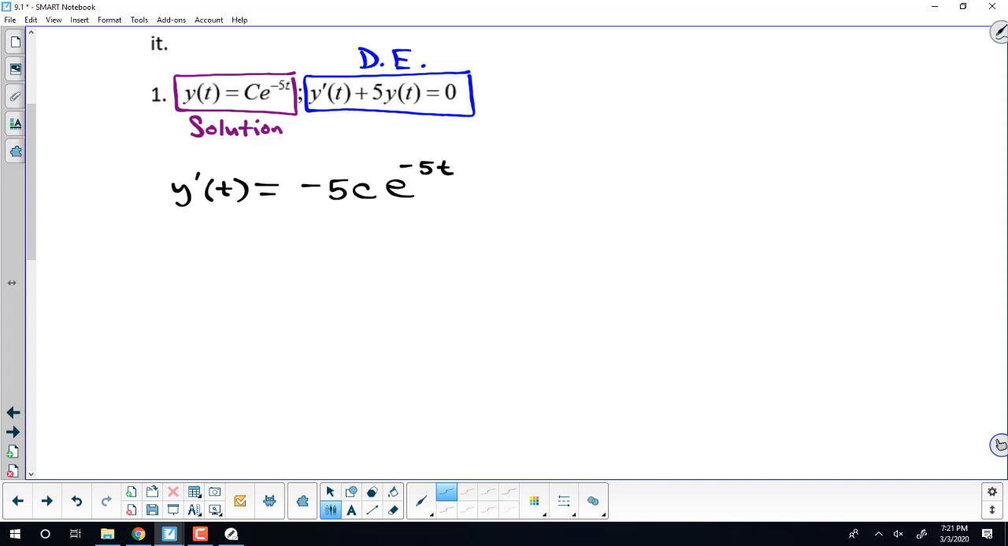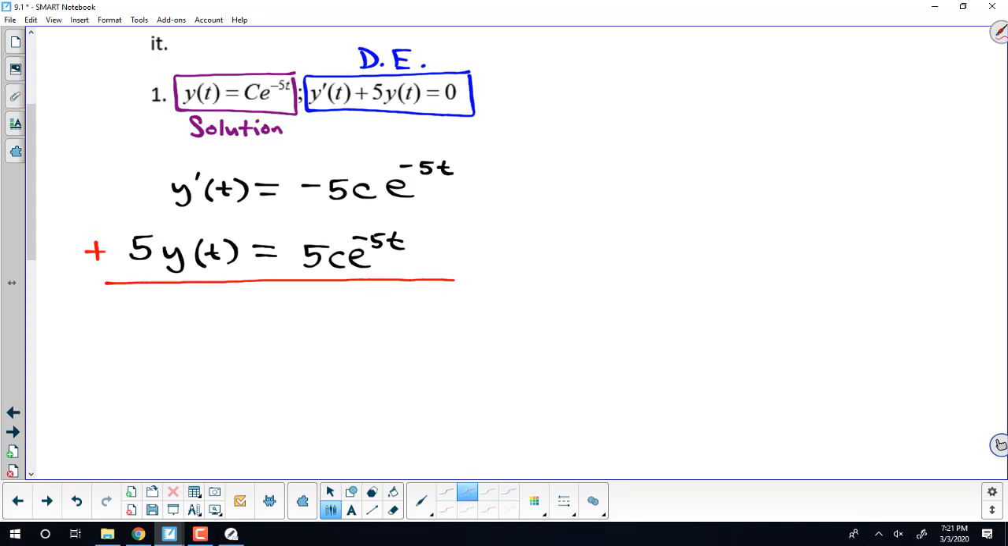All right, and so we want to know also what's 5 times y of t. So we'll do that here. 5 times y of t is 5c e to the negative 5t. And then we want to know what happens when we add these two things. So if I add these two things together, my left-hand side is what I'm trying to verify, y prime of t plus 5y of t. And negative 5c e to the power plus 5c e to that power is 0. So that's our verification that that's an actual solution.